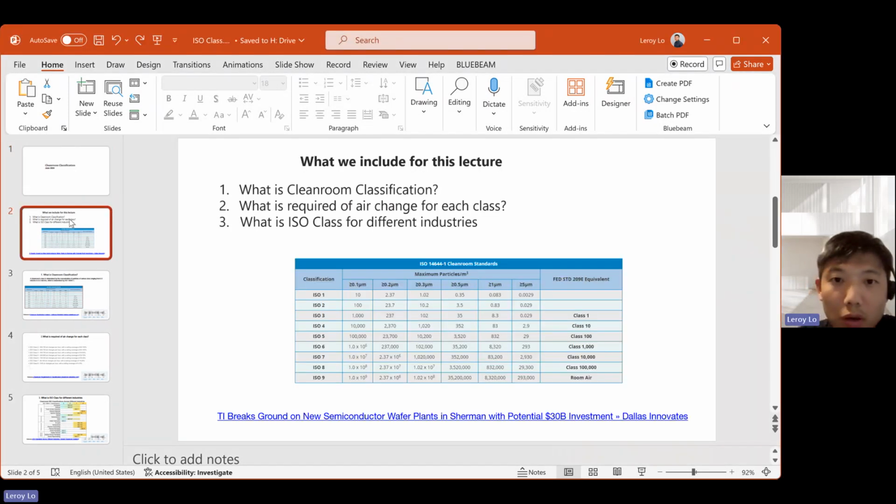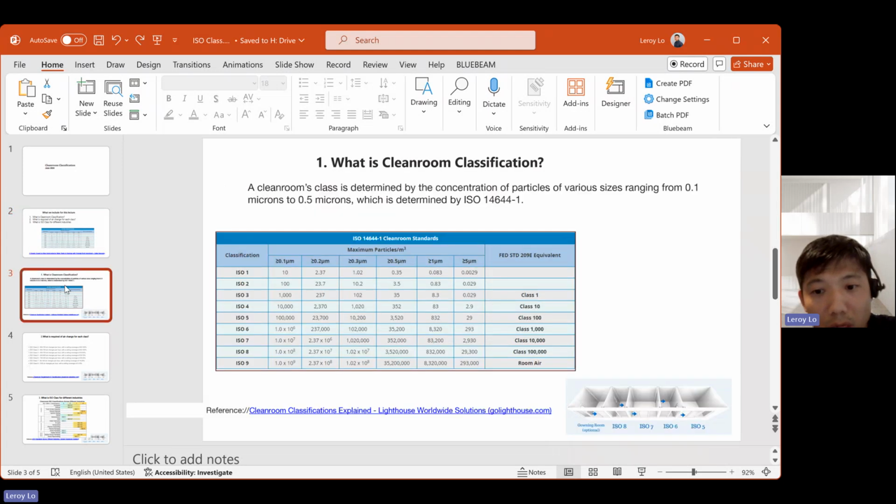So first, we'll talk about what a clean room classification is. As you can see in the table at the bottom, this is the ISO 14644-1, and we'll talk about the ISO classes in the next slide. Number two, what is required for air change for each class? You may be wondering about this question. Number three, what is the ISO class for different industries, and what are they using? Okay, moving on to the next one.